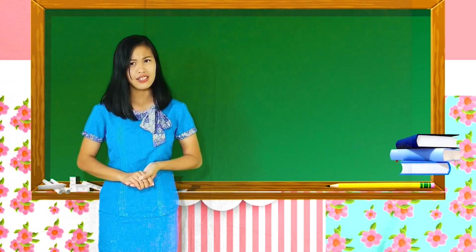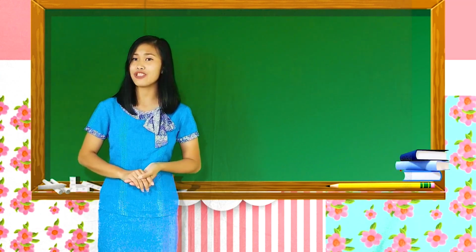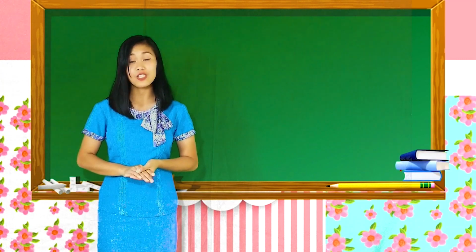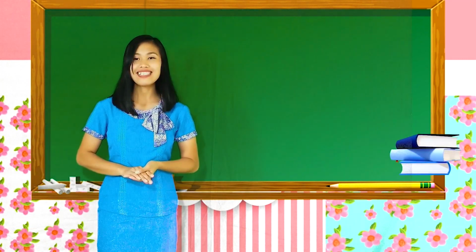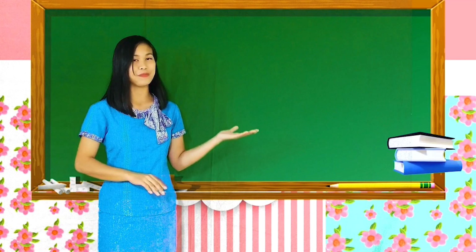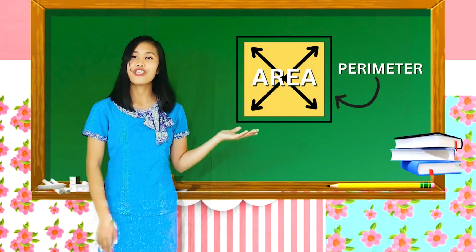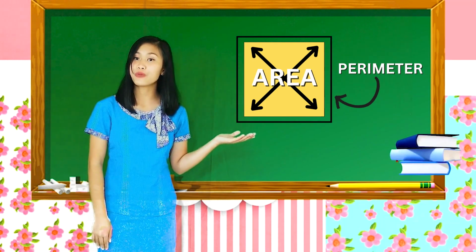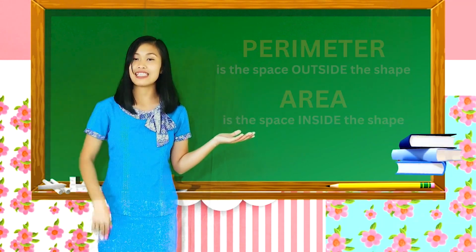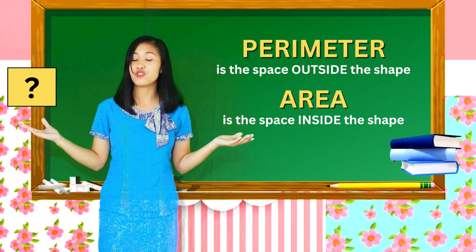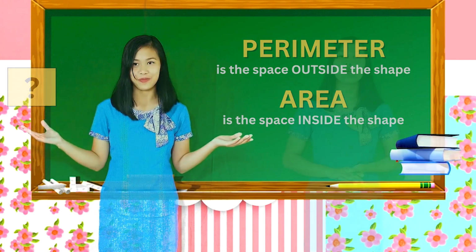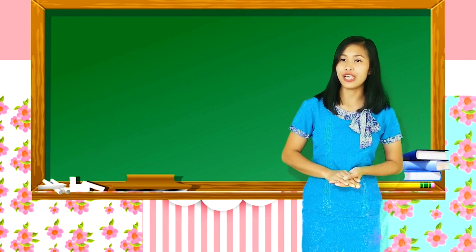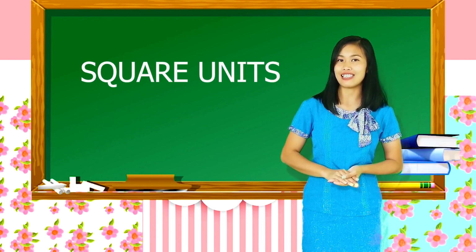But wait, didn't we already learn about the space in a shape? Yes, we did. But that was perimeter. Let's take a look at the square again. The space outside the shape is what we call perimeter. But the space inside the shape is what we call area. So how do we measure area? We measure it using square units.